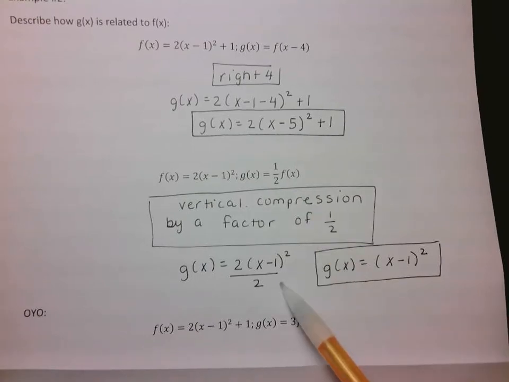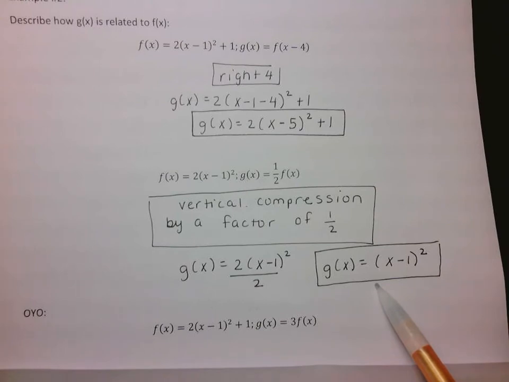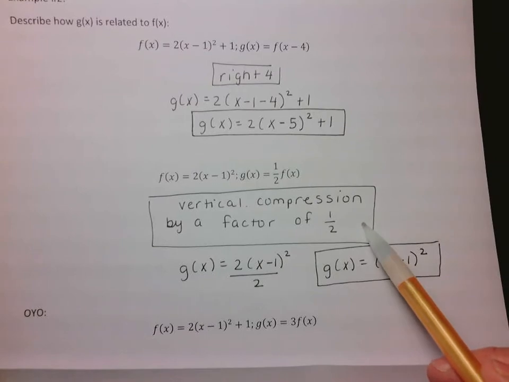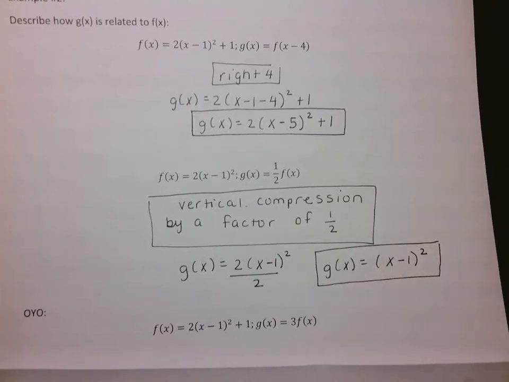And that's what I did here. And that's how I got my function g. In doing so, what did I do? I gave it a vertical compression by a factor of 1/2. And when you get to Algebra 2, you will learn more about this and what exactly this means on the graph. But right now, you just need to be able to identify vertical compressions and shifting, and you need to be able to create the new function.